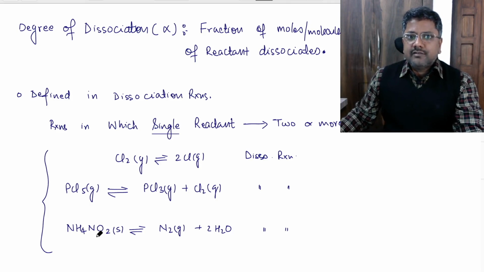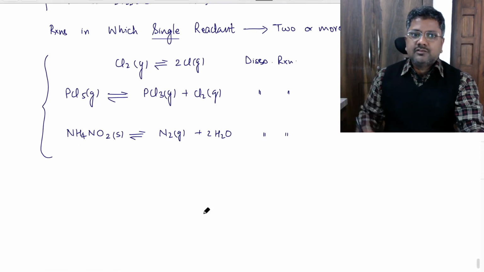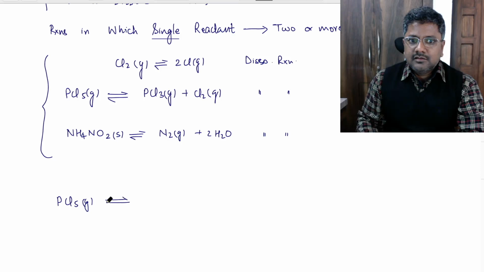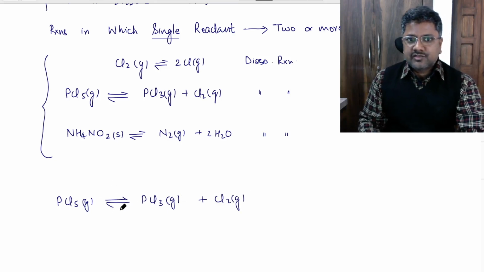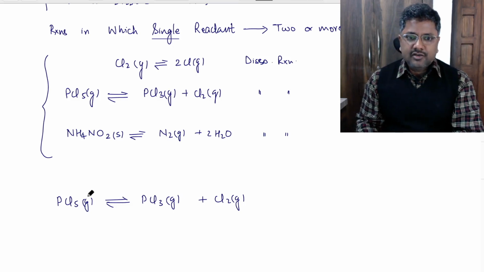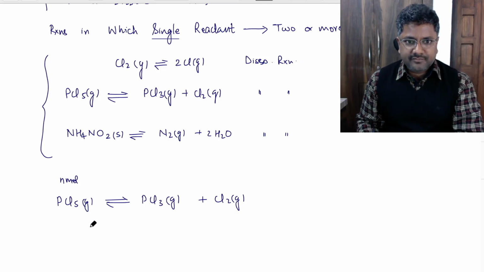So what is this degree of dissociation? We can take one example and understand how alpha is defined. Suppose that we have PCl5 gas converted into PCl3 gas plus Cl2 gas. This is a reversible reaction, right? So the reaction is not complete. At T infinite, the reaction is under equilibrium. Suppose that we have taken n moles of this PCl5, right?